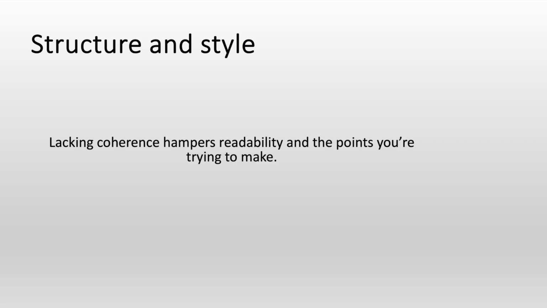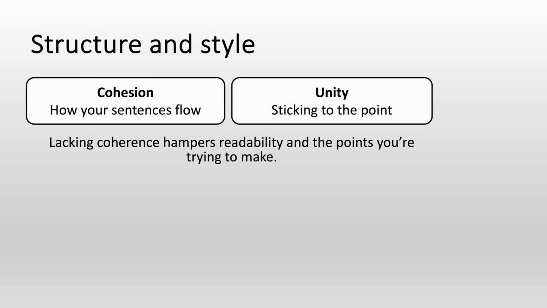Structure and style. We know now that lacking coherence hampers readability for the assessor. It also dampens those points that you're trying to make. It makes it harder for us to understand what you're trying to say. Cohesion. You need to be looking at how your sentences flow from one to the next. How your paragraphs flow from one to the next.